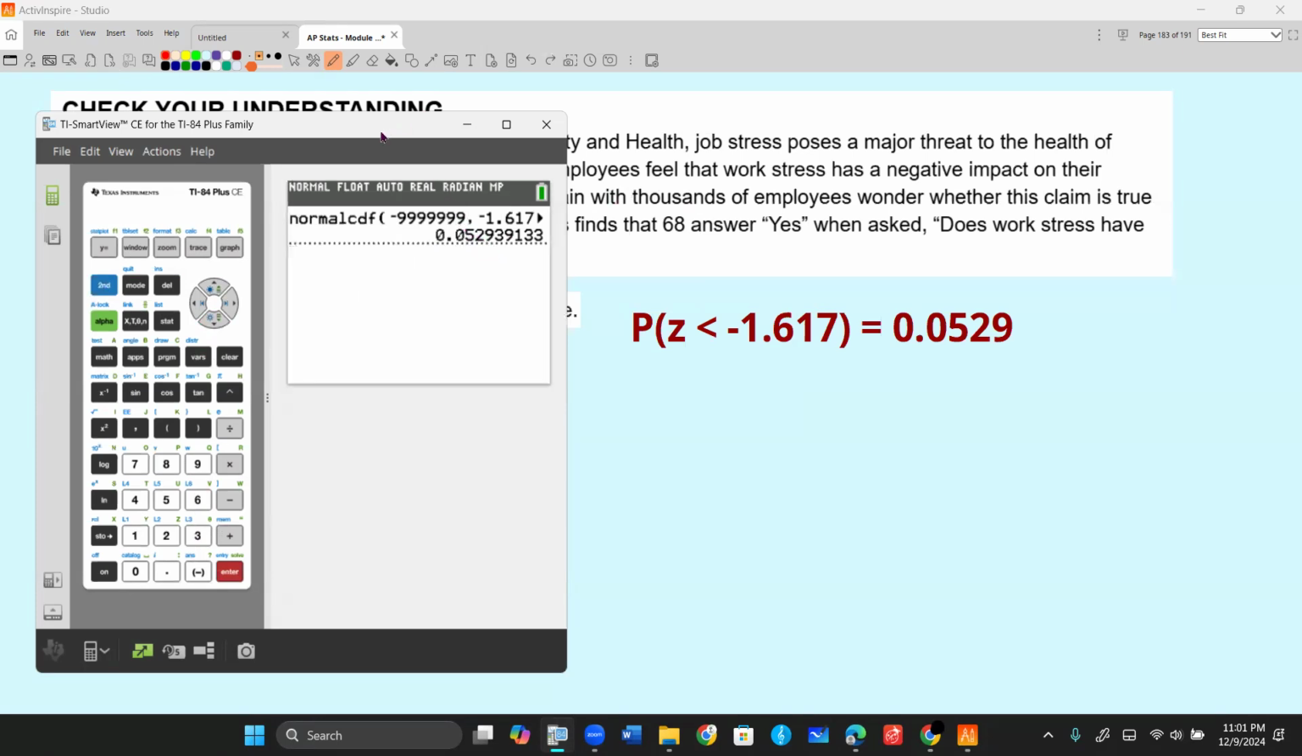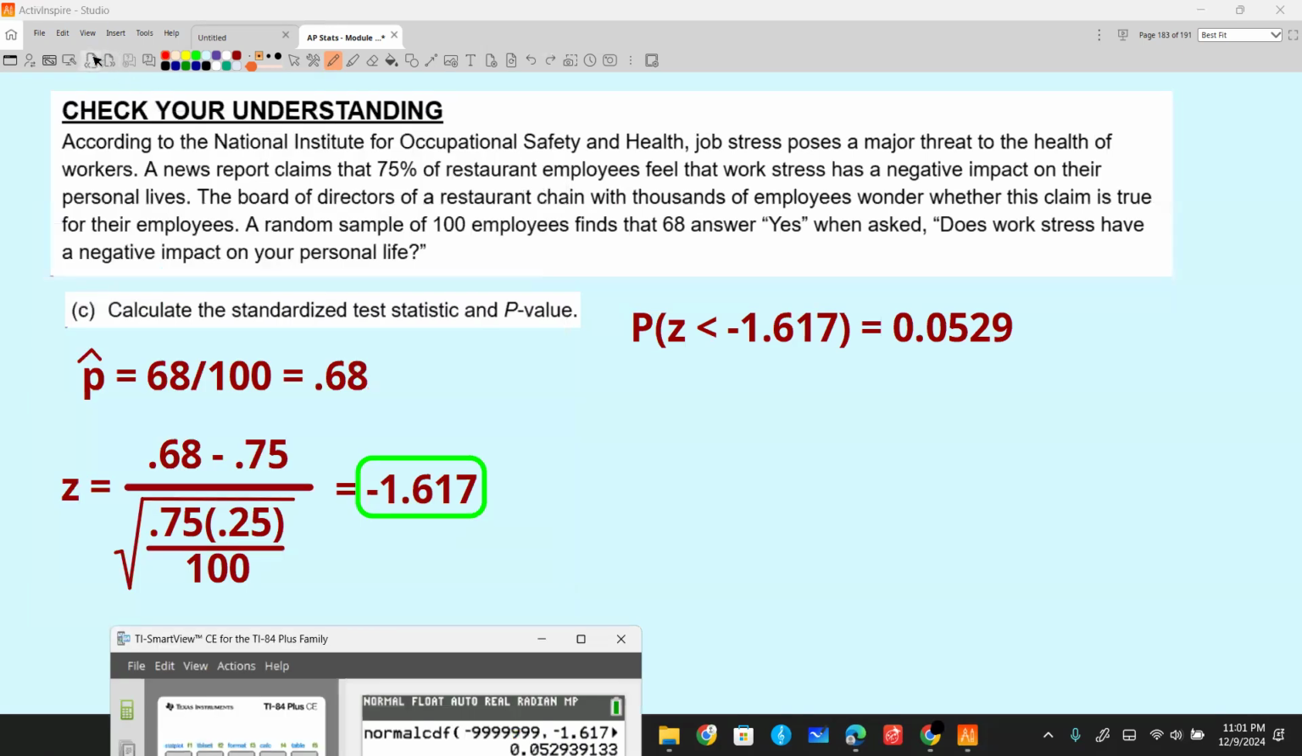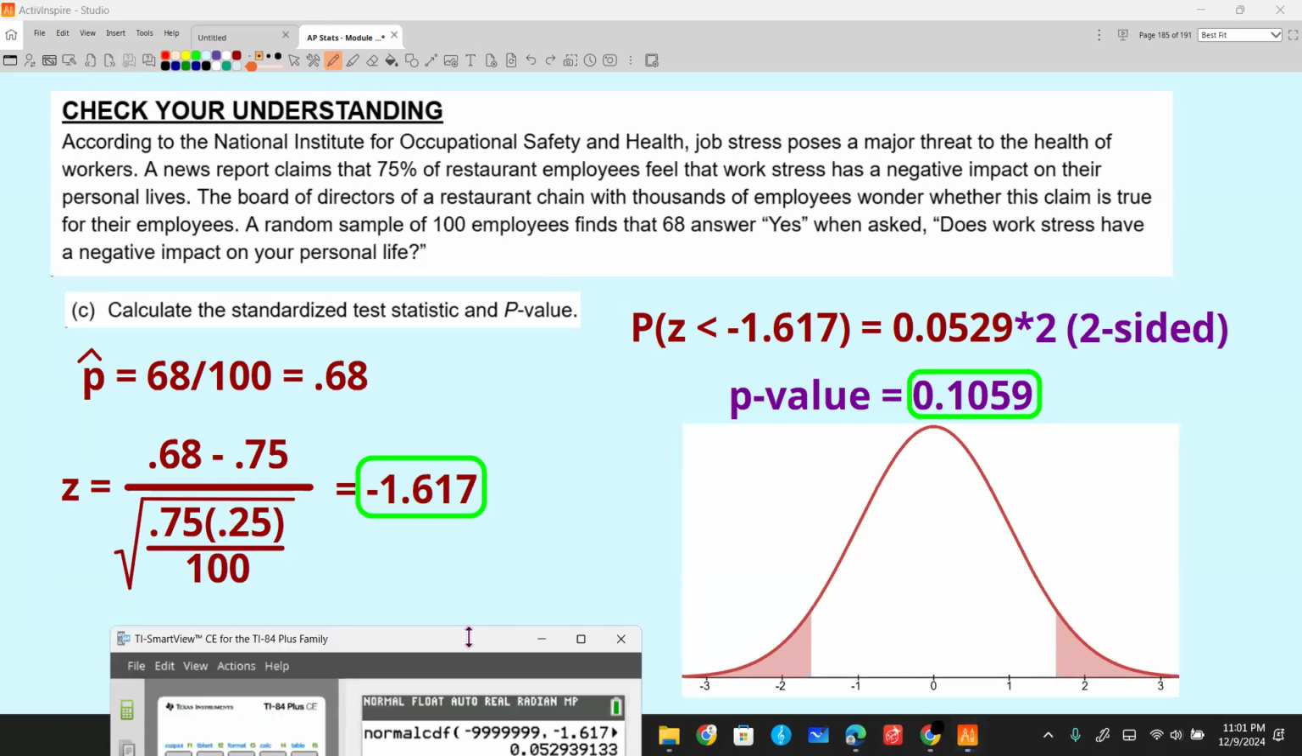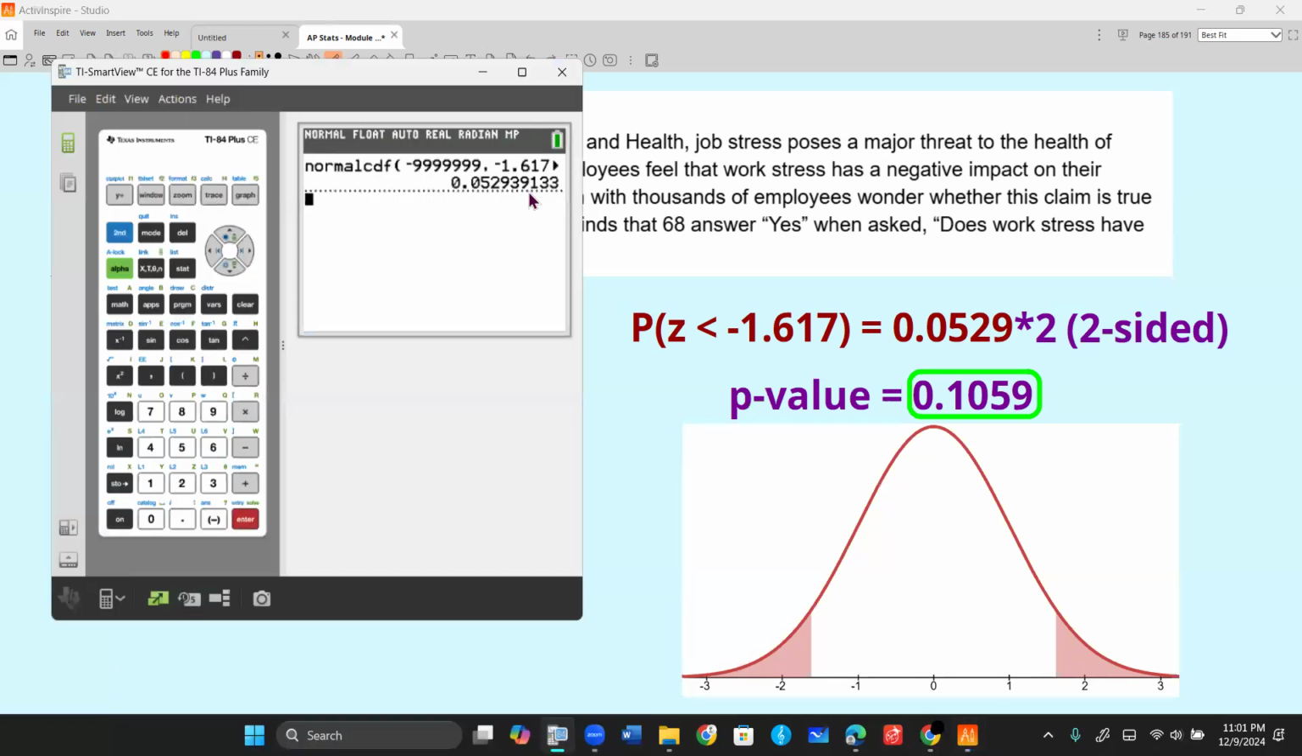But in this case, remember that the alternative hypothesis was not equal to. Since this was a two-sided test, we're going to have to double that value. So it's actually about 10.59%. So if you go into your calculator and you do this calculation, you click times 2, that'll be the actual p-value for here. It's going to be about 10.6%.